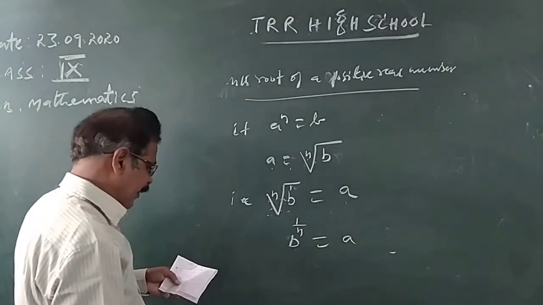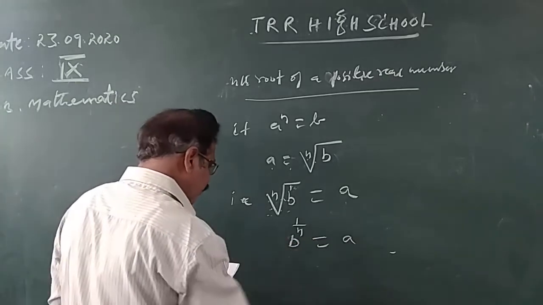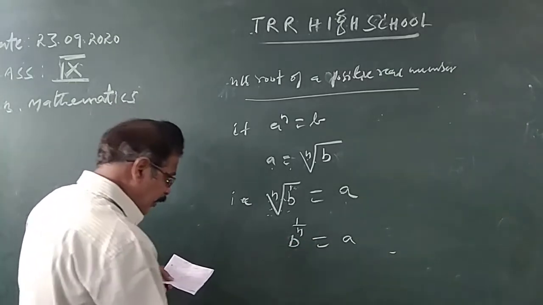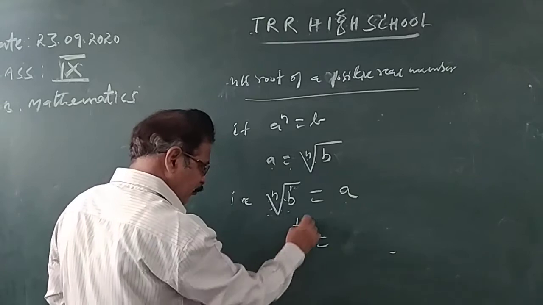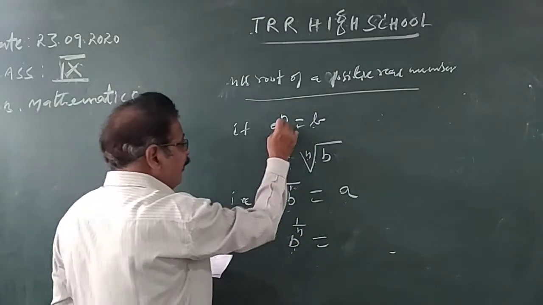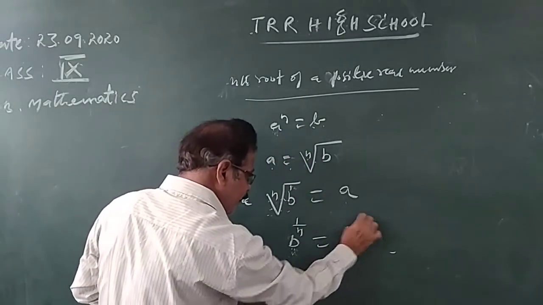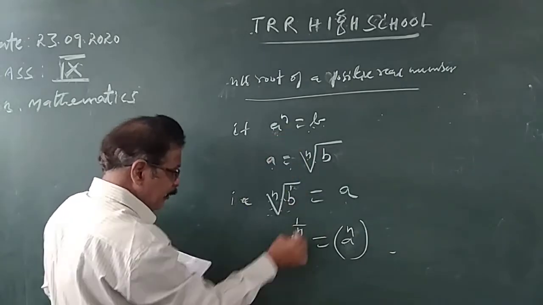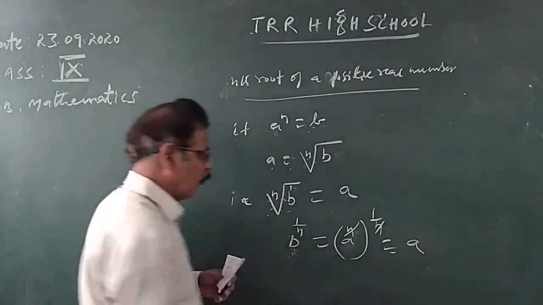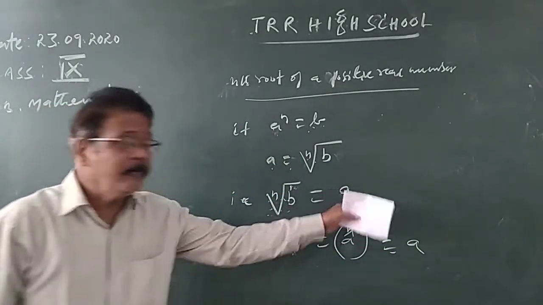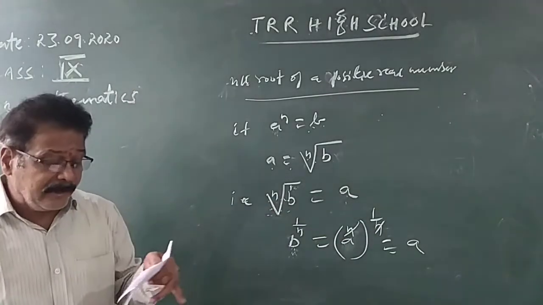So here we know that b to the power of 1 by n is equal to a. B value is what here? Substitute b is equal to a power n. B is equal to a power n, and here the power is 1 by n. So n and 1 by n cancel. A. We have proved the nth root of b means a. So a is called the nth root of b.